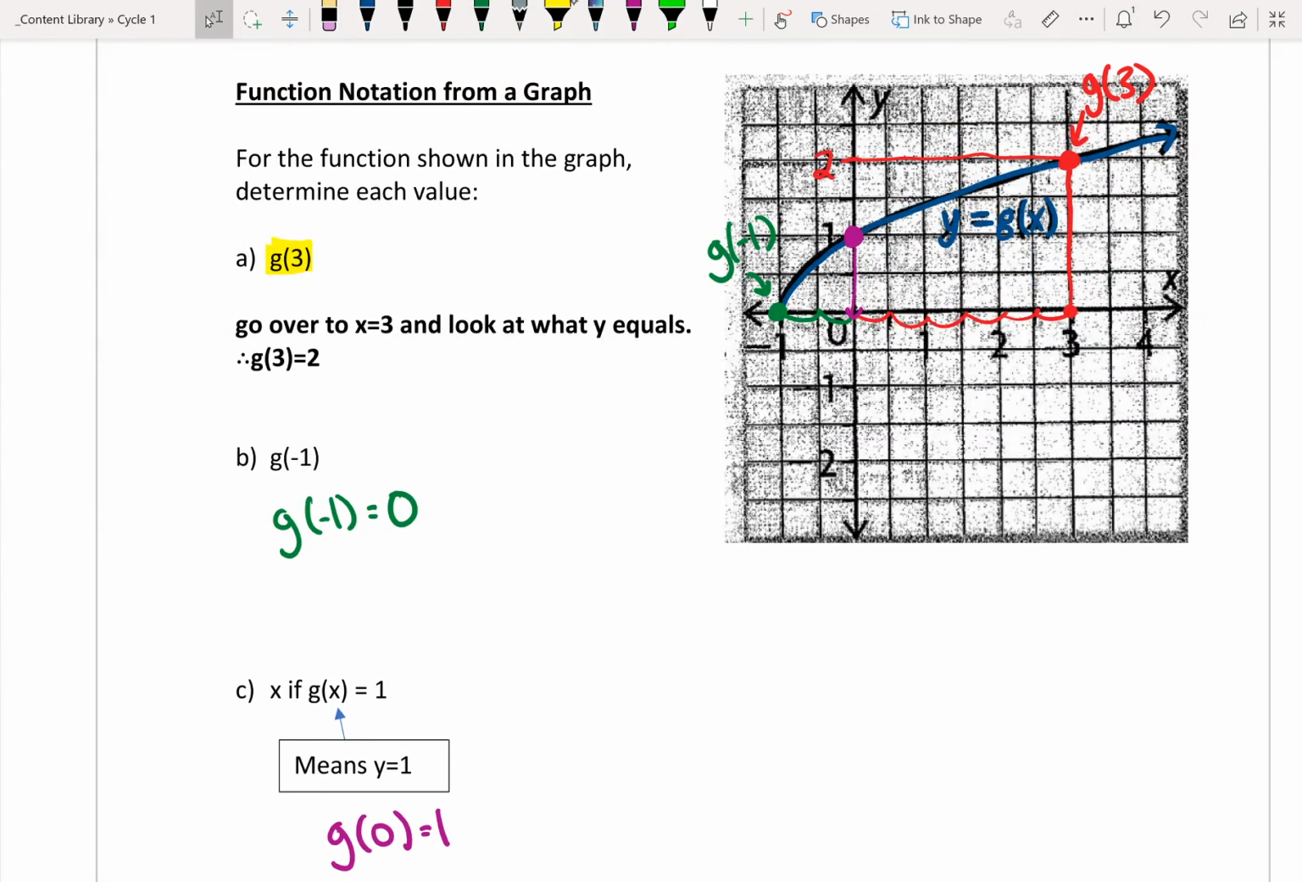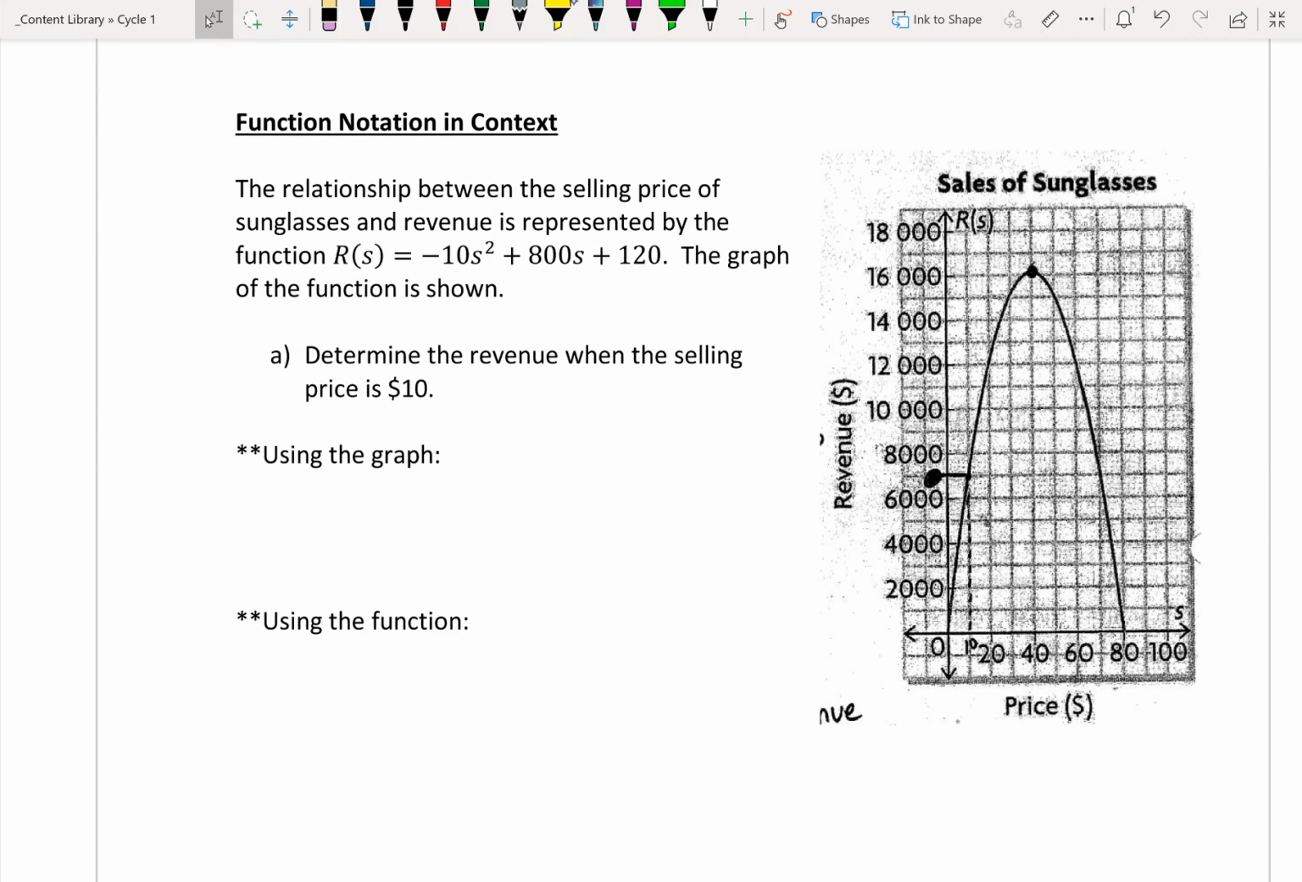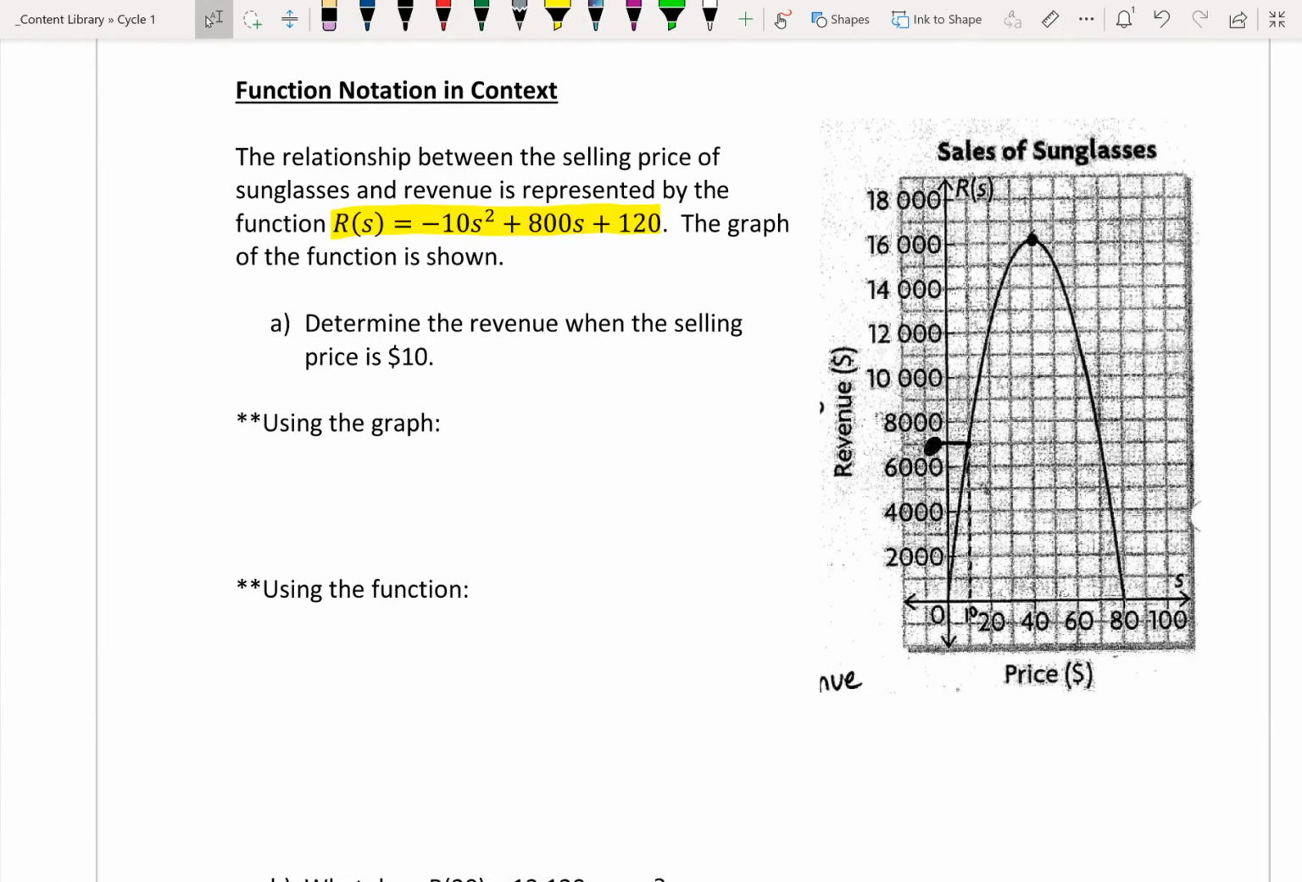So in our last example, we're basically using this in a different context or specific scenario. The relationship between the selling price of sunglasses and revenue is represented by the function R at S equals negative 10S squared plus 800S plus 120. The graph of the function is shown to the right here. We want to determine the revenue when the selling price is $10. So what this is saying is I want to figure out R at 10.